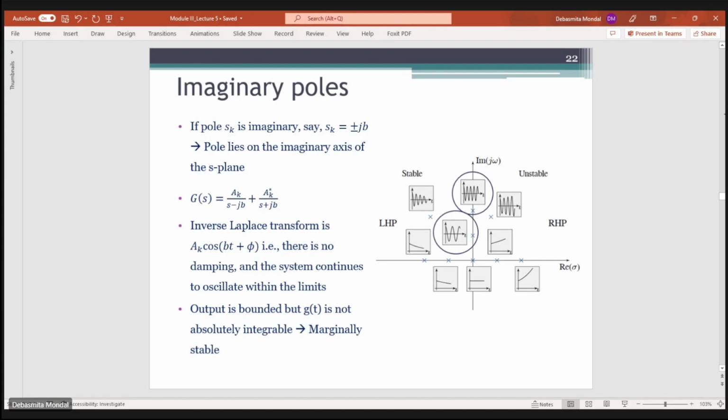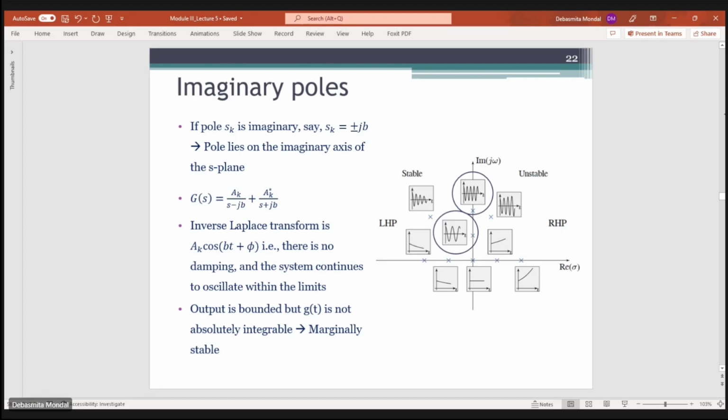For this imaginary pole also, similarly if you write the expression, this will be the expression for G(s). G(s) will be equal to a_k by s, where the value of a is now equal to 0. So in the denominator you will just have s minus jb and s plus jb. Similarly, if you take the inverse Laplace transform of this expression, you will get a term which is something like this. So it is purely oscillatory in response.